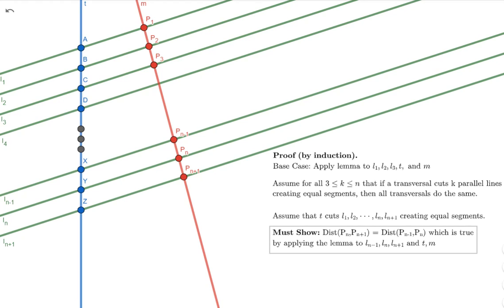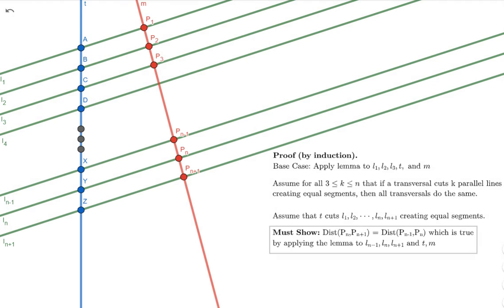Okay, so once we have the fact, the lemma basically just worked for three of these parallel lines, right? That if I have a transversal T that cuts three parallel lines such that equal segment lengths are created between the parallel lines, if that's true for T, then any transversal M, any new transversal M that I draw will have the same relationship. That's what the lemma proved.